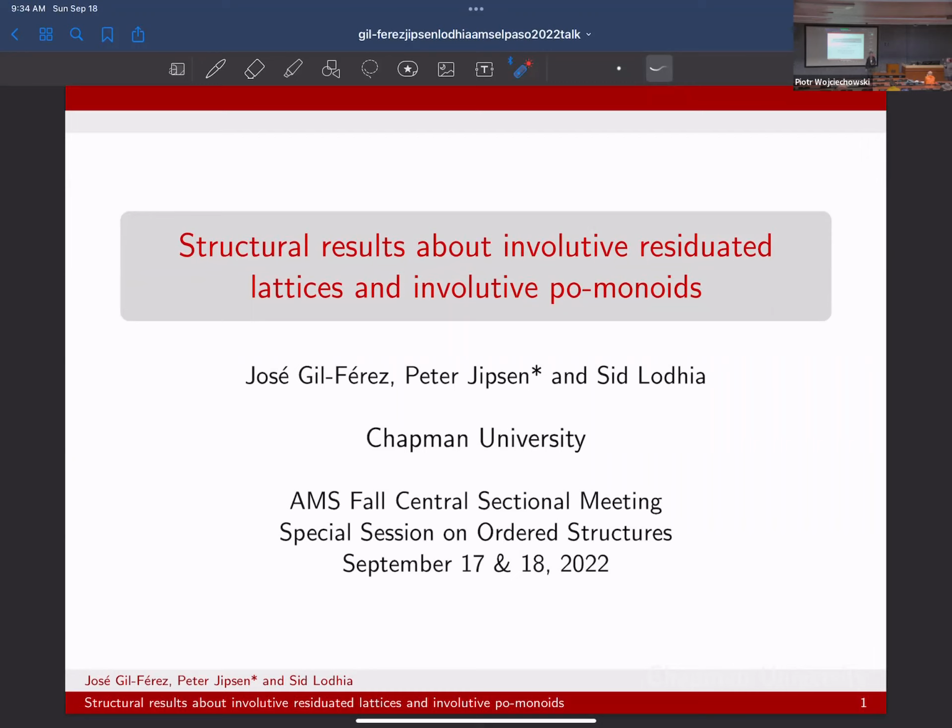It is my pleasure to introduce Peter Jipsen. He's here from Chapman University, and it looks like the title of his talk is the same as in the program. So this is always a good thing. Not necessarily a bad thing if it wasn't, but: structural results about involutive residuated lattices and involutive pomonoids.